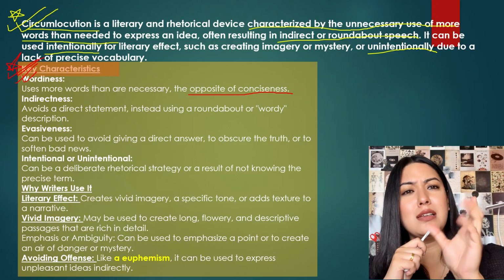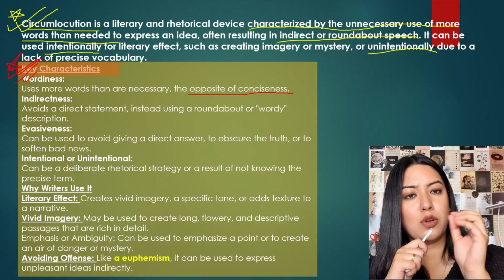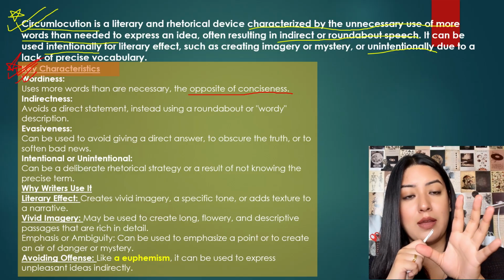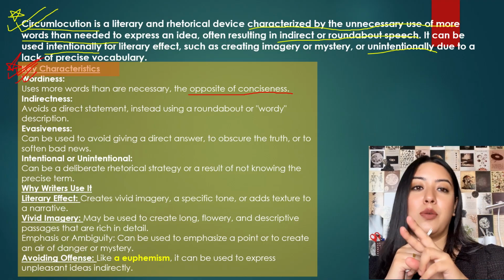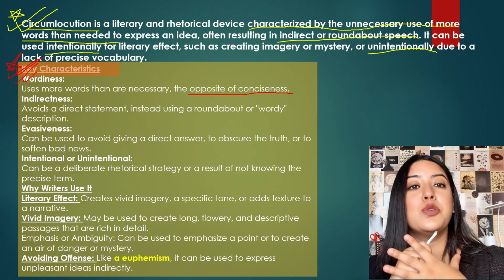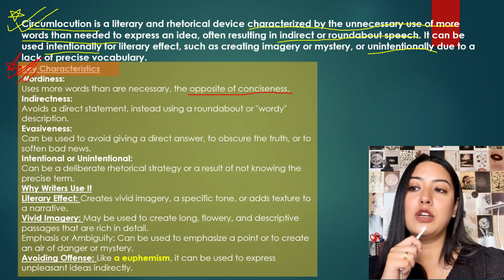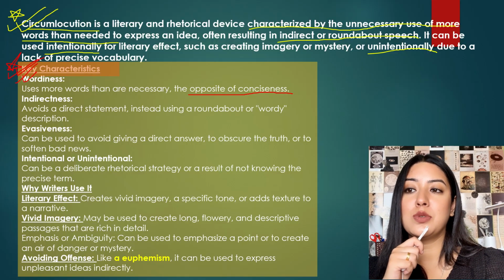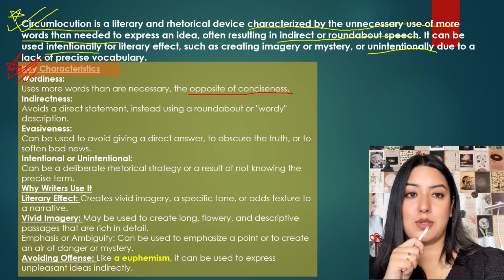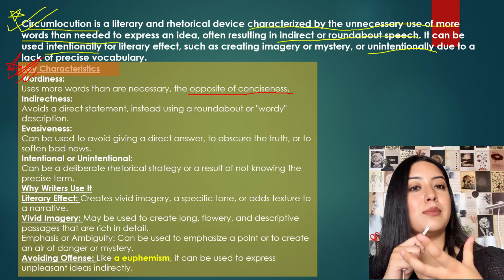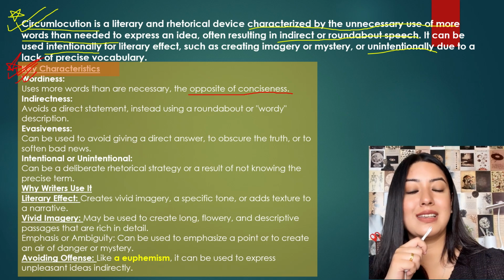Concise is when you use brief words, to the point, just saying what you have to say. Circumlocution is the opposite: you use more words than are necessary. Then there is indirectness: it avoids a direct statement, instead using a roundabout or wordy description. So you're not using necessary words.